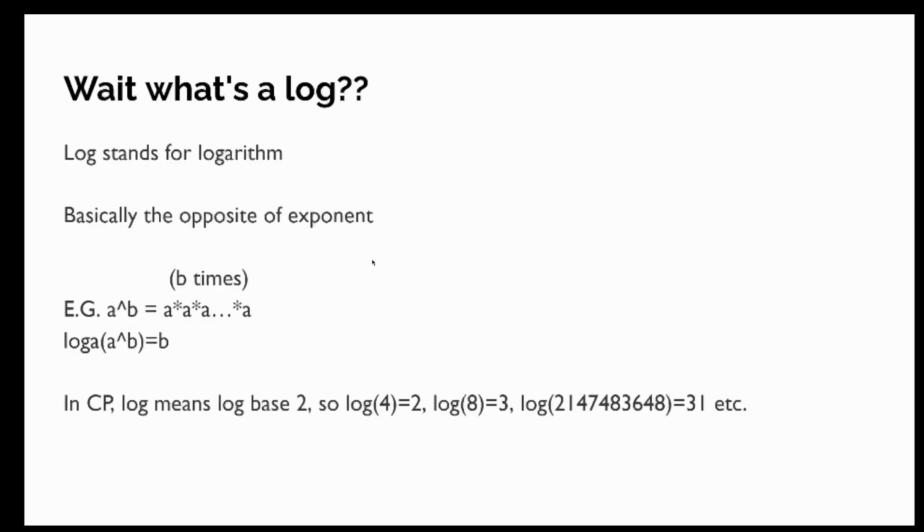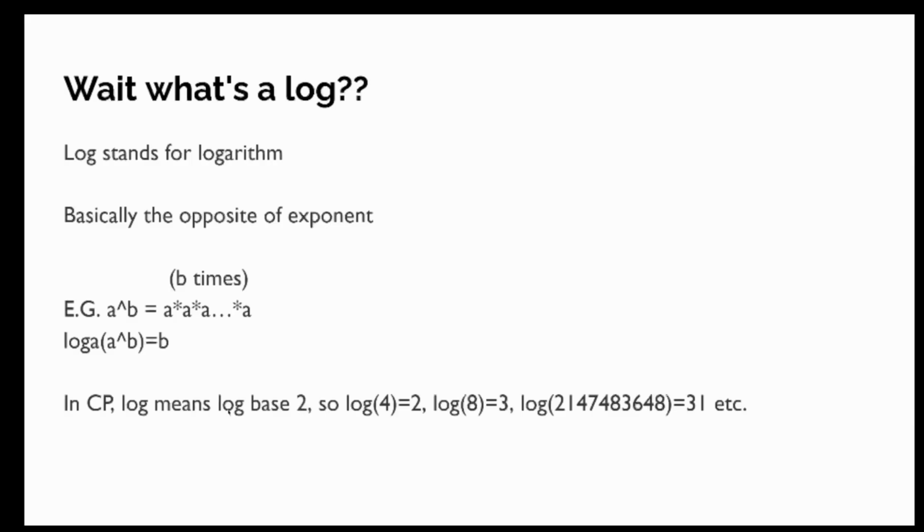So an exponent is like 5 to the power of 7. 7 is the exponent. And it's just 5 times 5 times 5, 7 times. But if we reverse it over here, logarithm, log base a, the a is the base. Log base a of a to the power of b is just b. I don't know how to explain this any other way, but it's quite useful to go and search it up on your own.